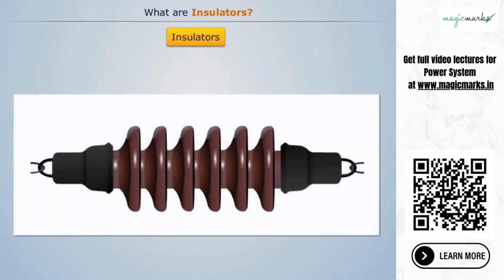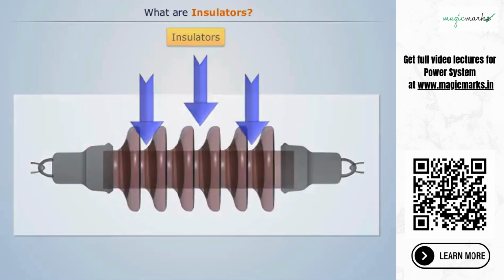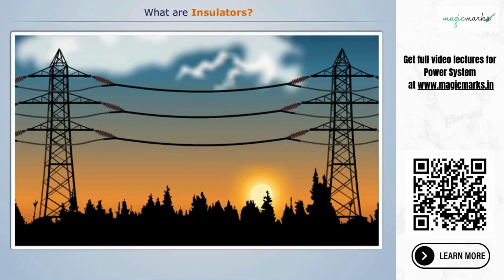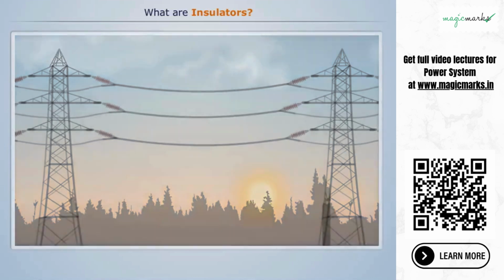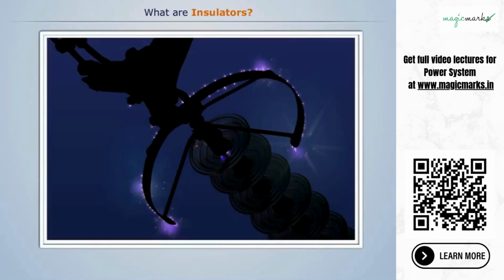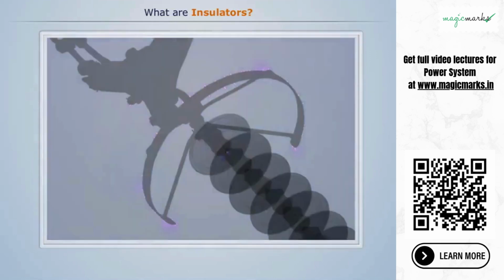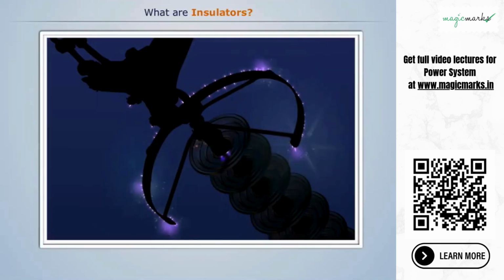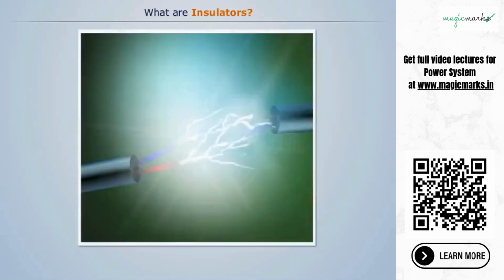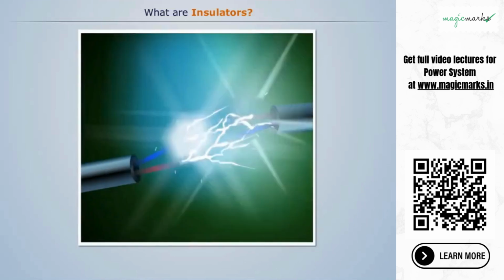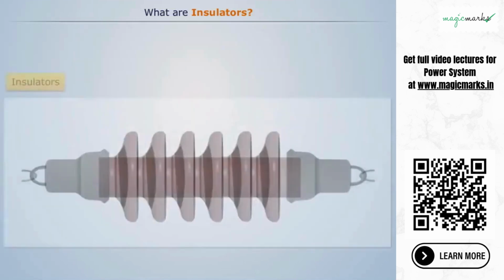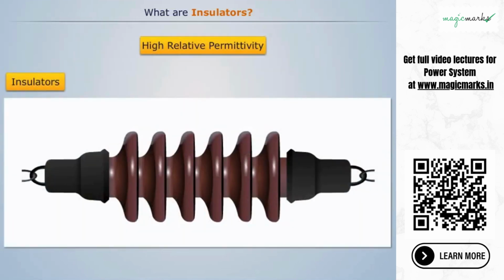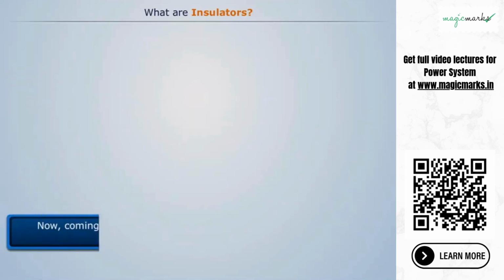The most important one is high mechanical strength, to withstand any type of load like wind or weight. A high electrical resistance is also required here, so that leakage of current to the earth can be easily avoided. And as it requires a high dielectric strength, a high relative permittivity of the insulator is also needed.